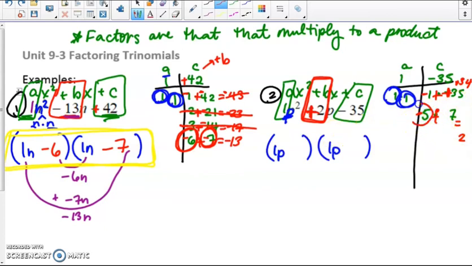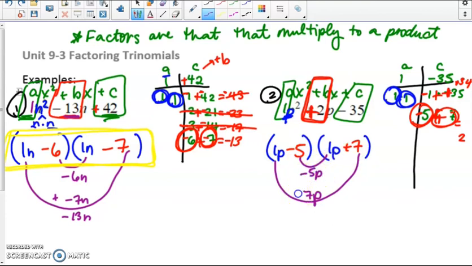So my first factor of c that works is a negative 5. And my second factor was a positive 7. And now, before we can say we're finished, we've got to check it and make sure it works. 1p times 7 is 7p. Negative 5 times 1p is negative 5p. Add them together, negative 5p plus 7p is 2p. And we check. We got the right factors. So this is our final answer to factoring trinomials.